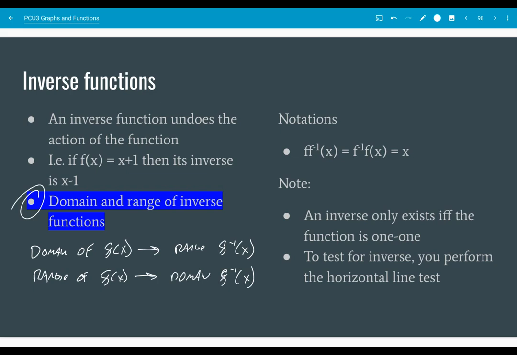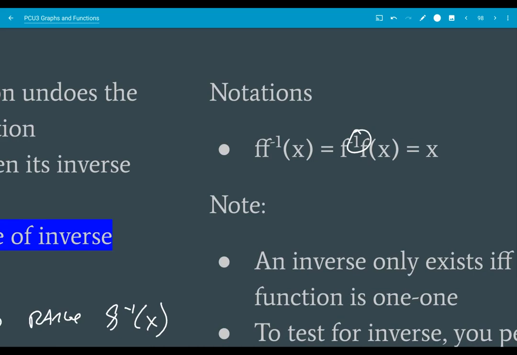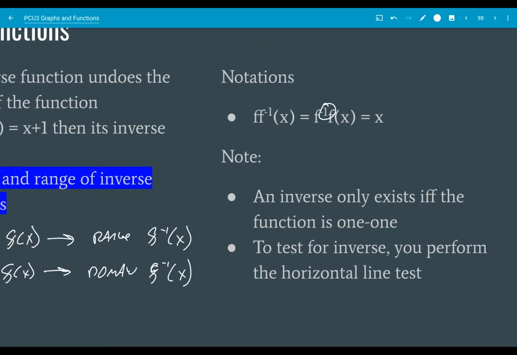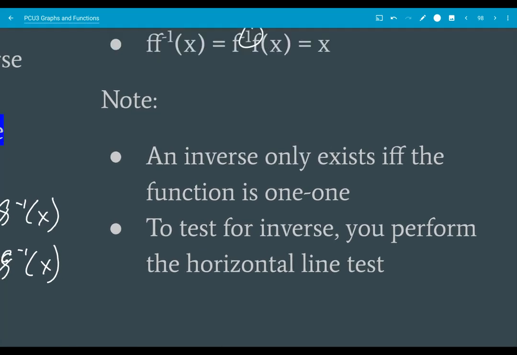Now, the notation for inverse is usually the -1. Okay, you've seen that before with sine, cosine, and tangent, hopefully. SOHCAHTOA. If not, we'll get to it in a couple of lessons. But the inverse exists if and only if, this isn't a typo, the function is 1-to-1. So remember earlier in this unit we talked about what a 1-to-1 function is, okay?